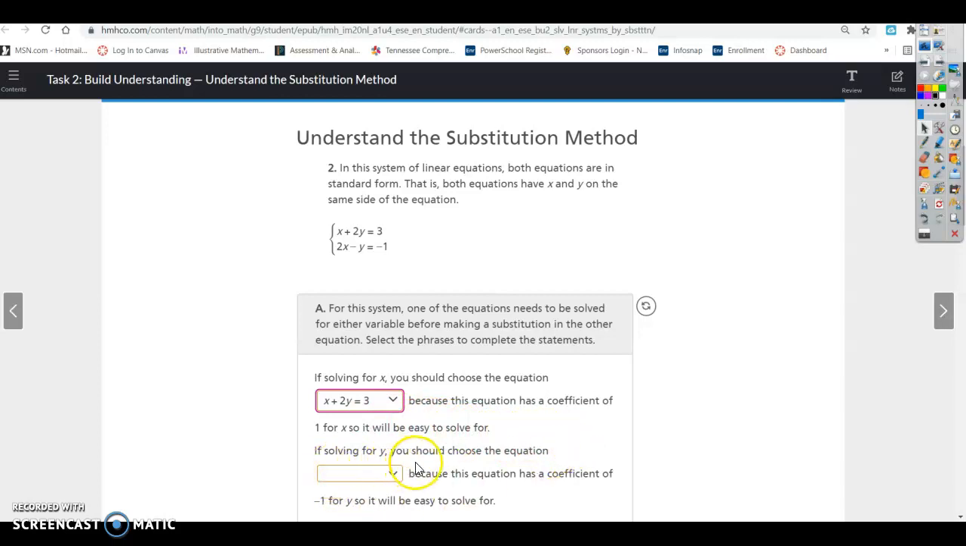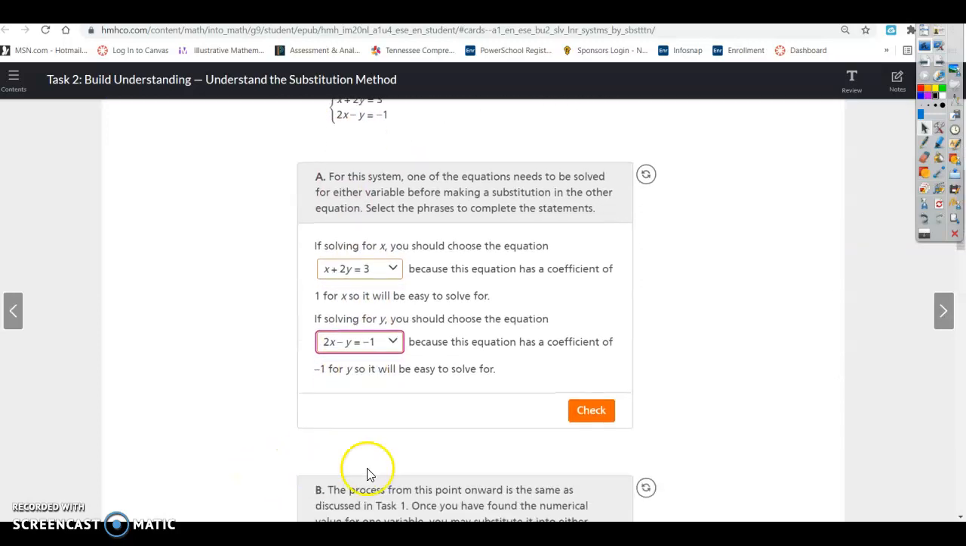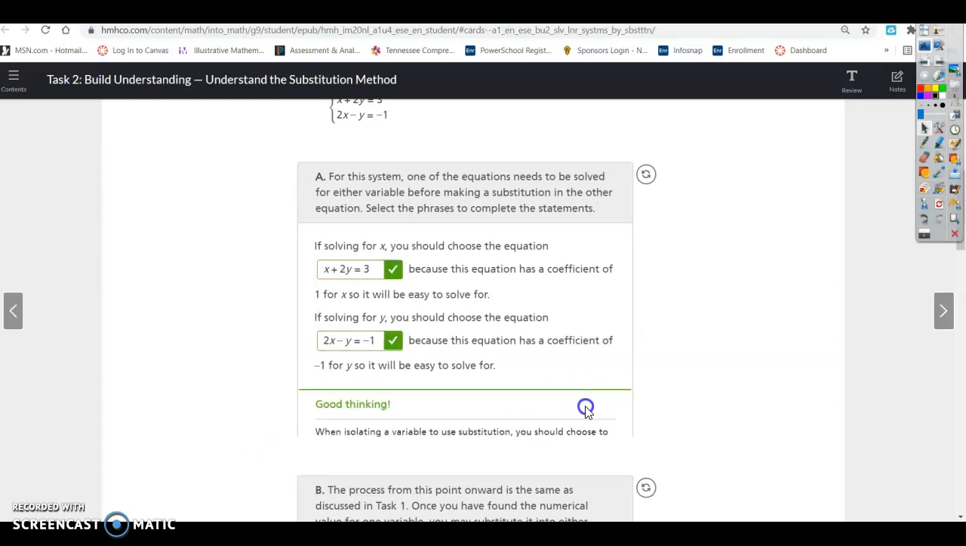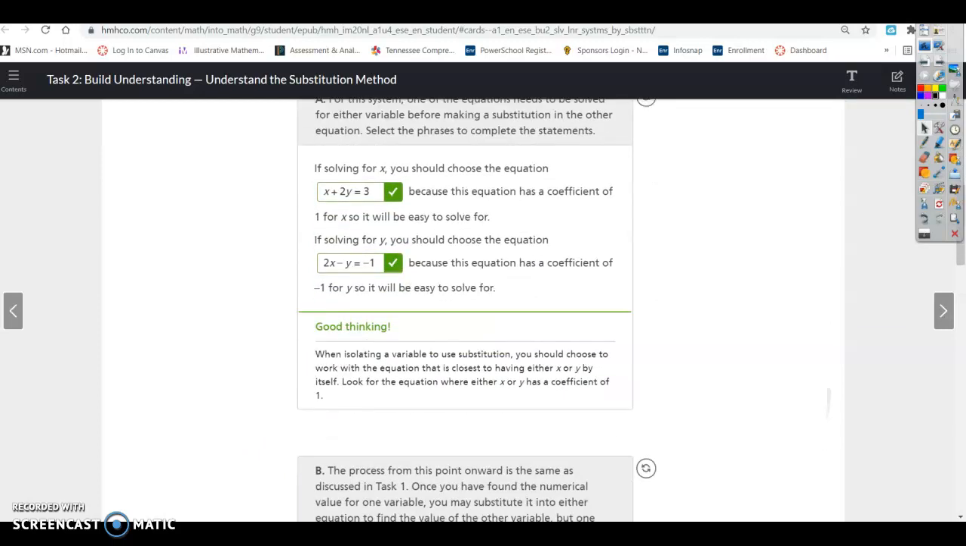If solving for y, you should choose the equation. All right, so this has a 2y and this has a -y. So if we add y to the other side, it would be just y, and then we could add 1. So if we choose the second equation, it would be easier to solve for y because it has a coefficient of -1, and that would be the easiest.